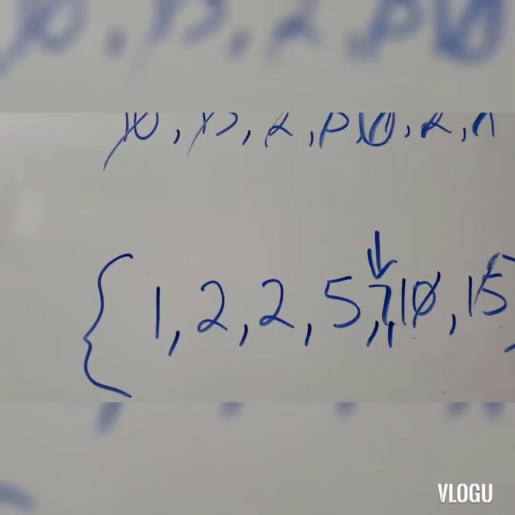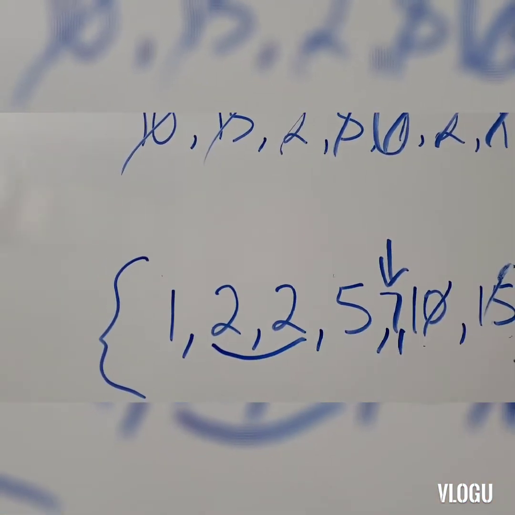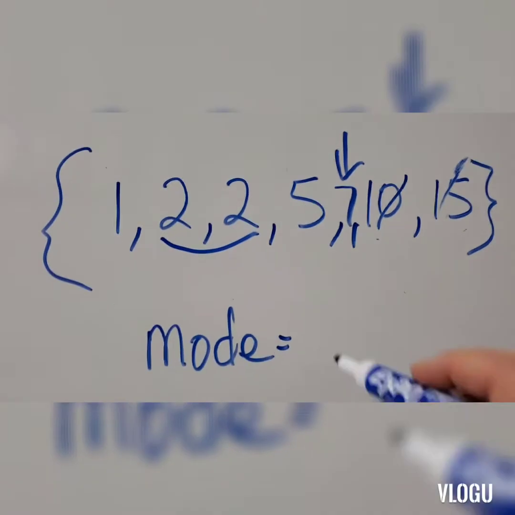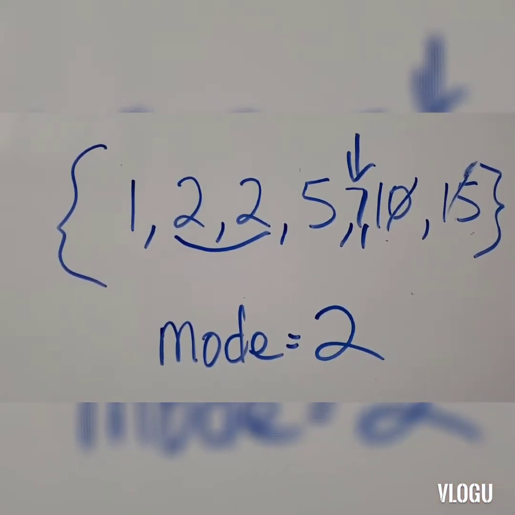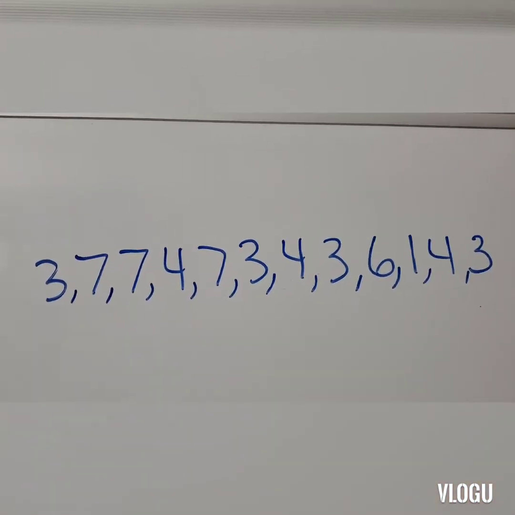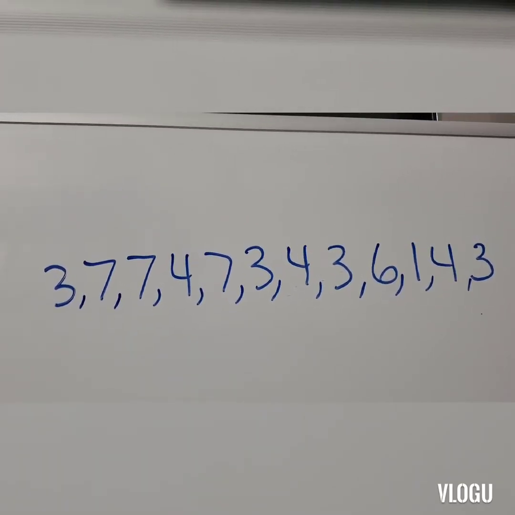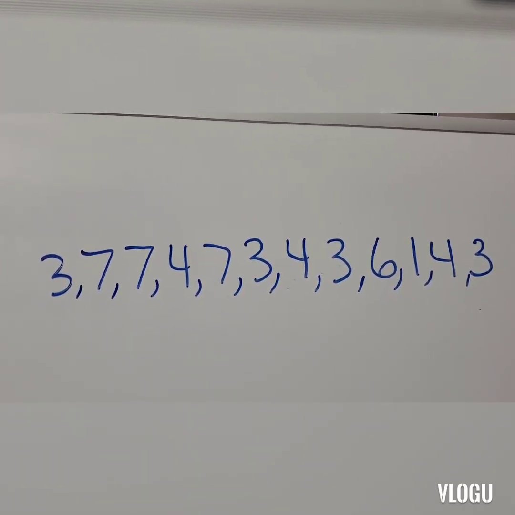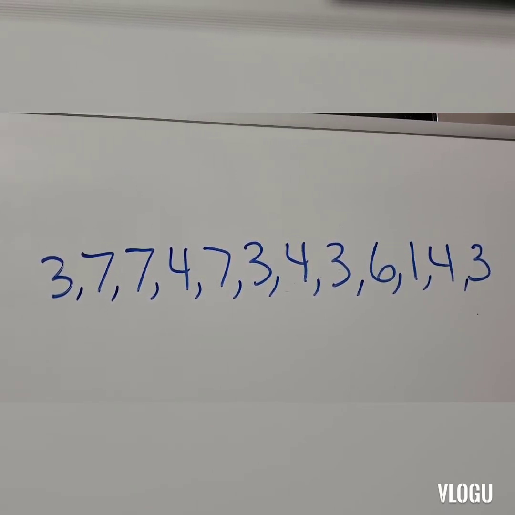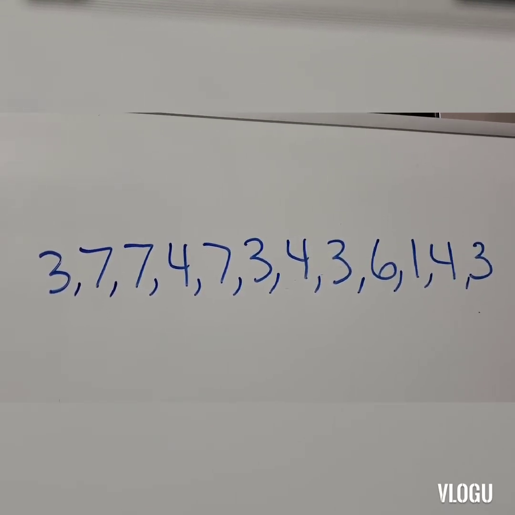So if you have your number set, it's very easy to see that the 2's repeat the most, so our mode for this problem is 2. Work on this one next. Pause the video and restart when you think you know what the mode is.